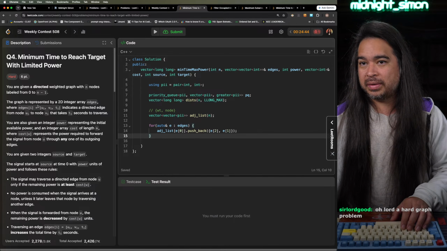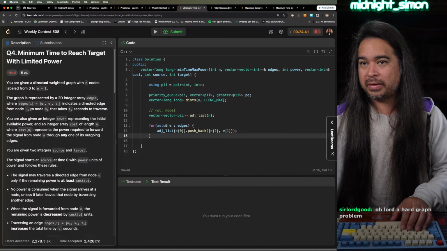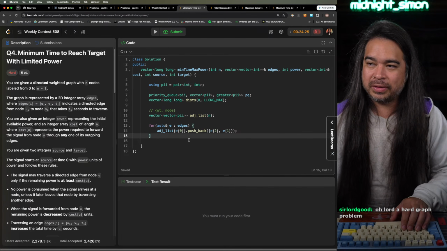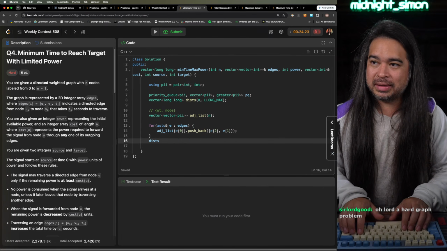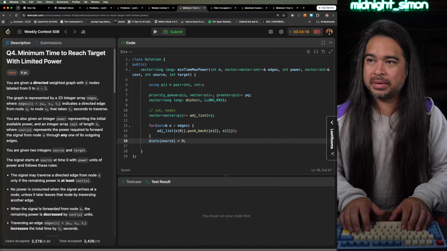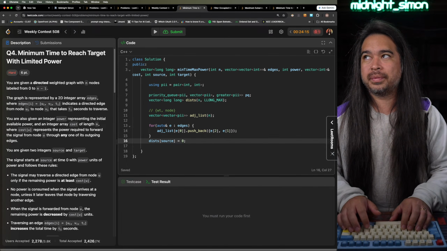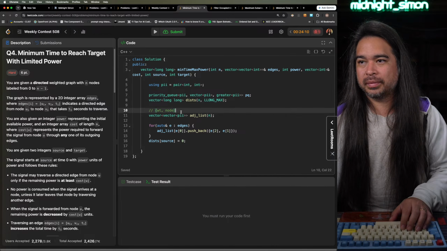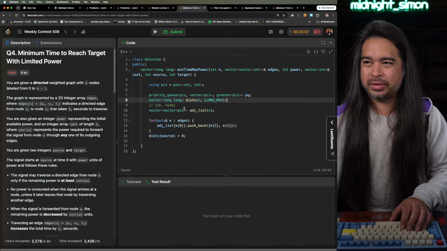But it's directed, there's a path from U to V. So is that how I put the adjacency list in? I guess. And then what else do I have to do, man? I gotta set my distances at the source node to 0. And I don't know what else, man.